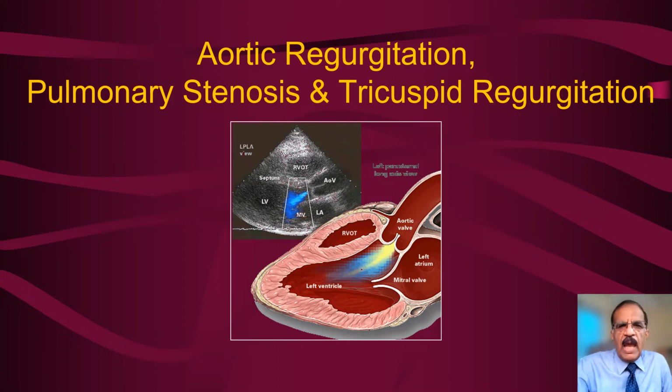This is the actual echo. You can see this blue jet of blood shows that the blood is coming back from the aorta to the left ventricle during diastole. The principle of Doppler echo is that, depending upon the direction of the blood flow, they can give it a color. So this blue color means that the blood is flowing this way. So this is the basics. Now let's move on to the rest of the presentation.